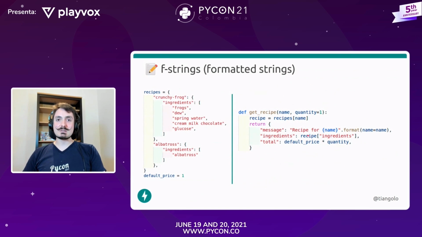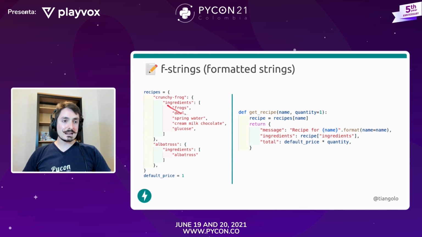So let's see some code. Let's say we have this data structure here. This is just a bunch of recipes. We have a crunchy frog that has some ingredients, and we have an albatross that has some ingredients, and we have a default price of 1.